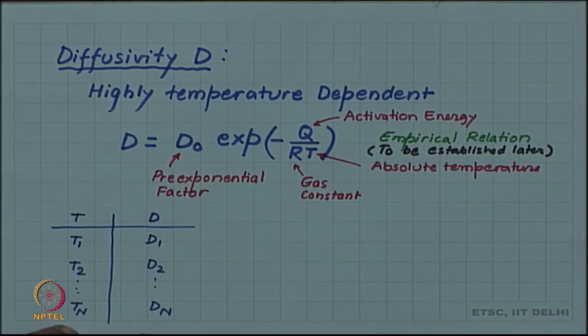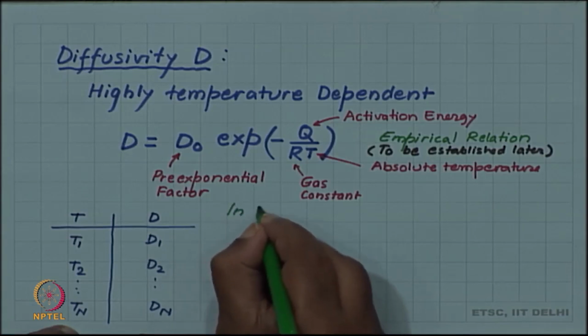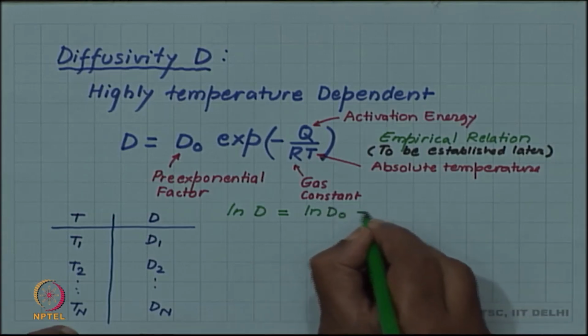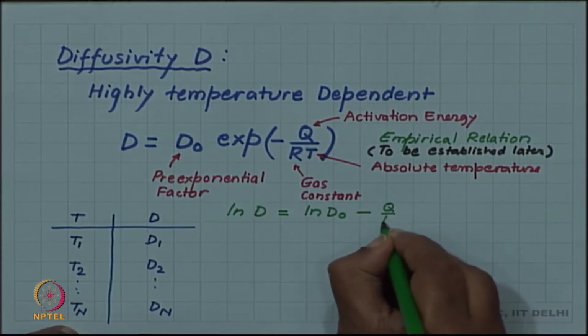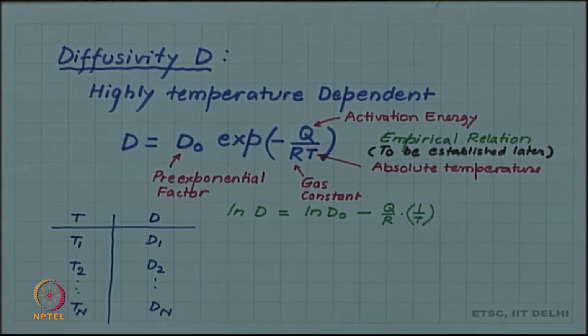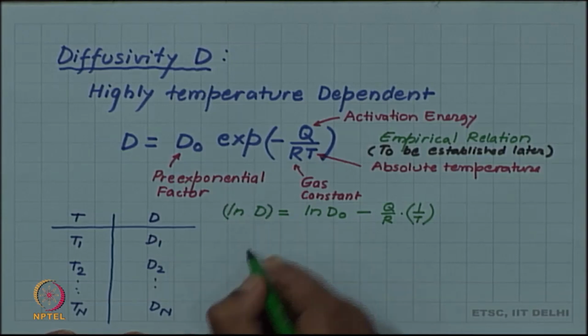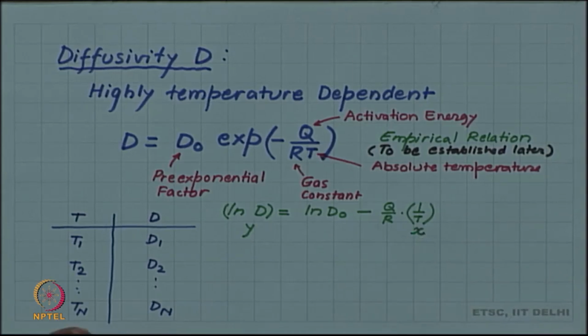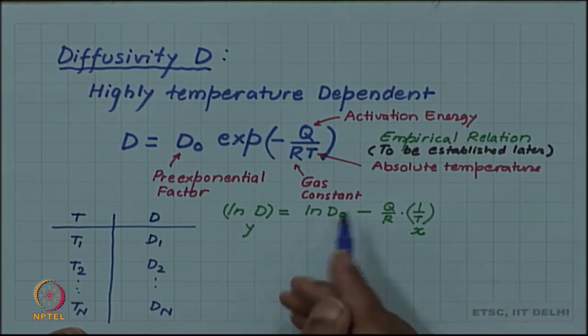So, if we take the log, then we will have log D is equal to log D naught minus Q by R times 1 by T. So, you can see that if I plot log D as my y axis and 1 by T as my x axis, then I should get a straight line. So, let us do that.